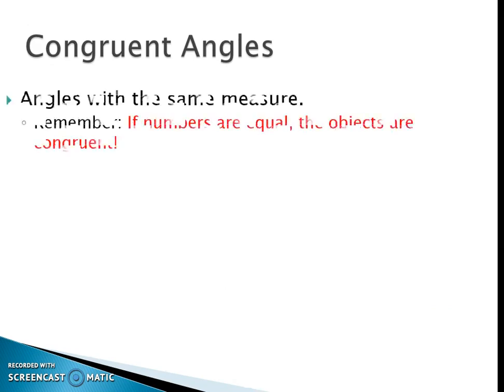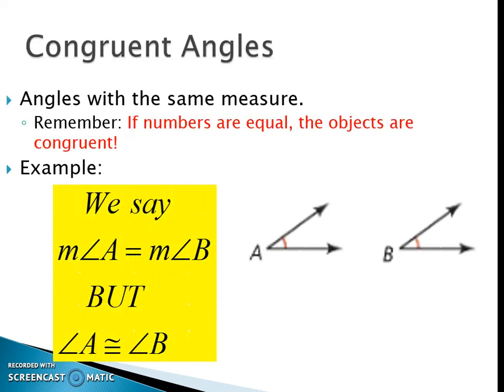Congruent angles are angles with the same measure. Remember, if numbers are equal, the objects are congruent. For example, M means measurement. So measure of angle A equals measure of angle B. If they have the same measurement, let's say this is 25 degrees, 25 degrees.